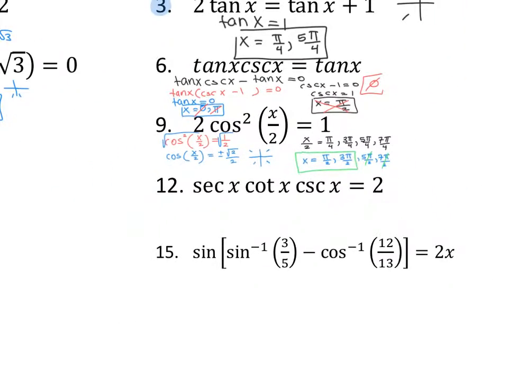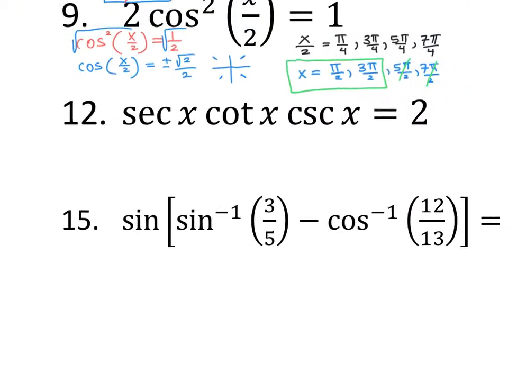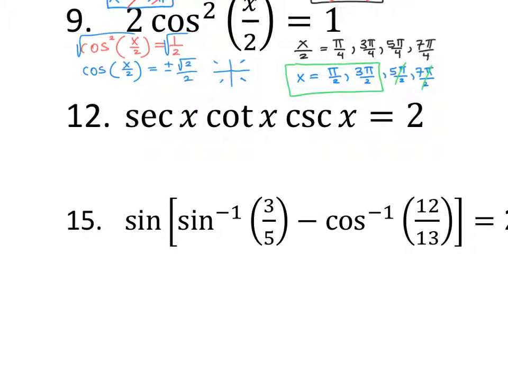Now let's move on to something like number 12. Secant x times cotangent x times cosecant x equals 2. Now it would be best if I change them all to sine and cosine, so I maybe will have some things canceling, and I will end up with one trigonometric function. So secant can be written as 1 over cosine.